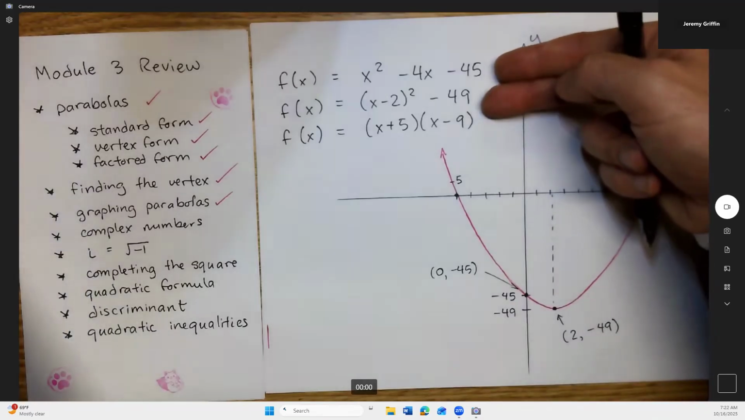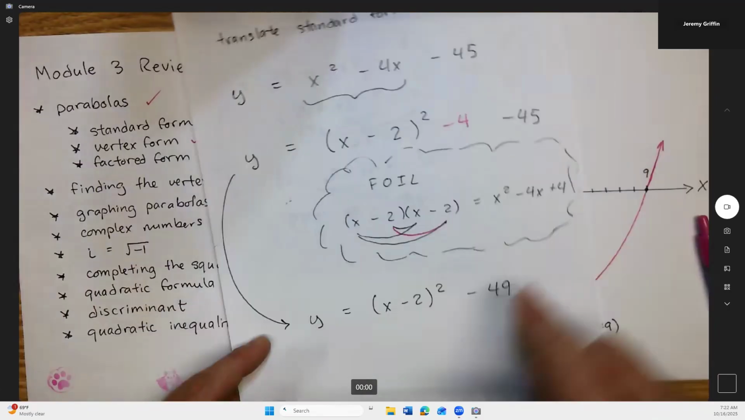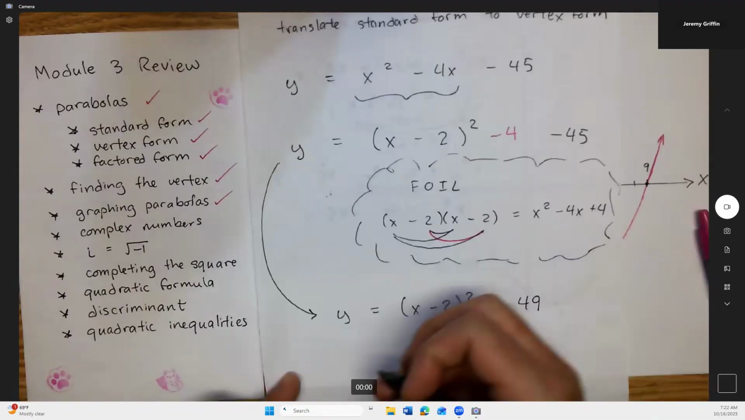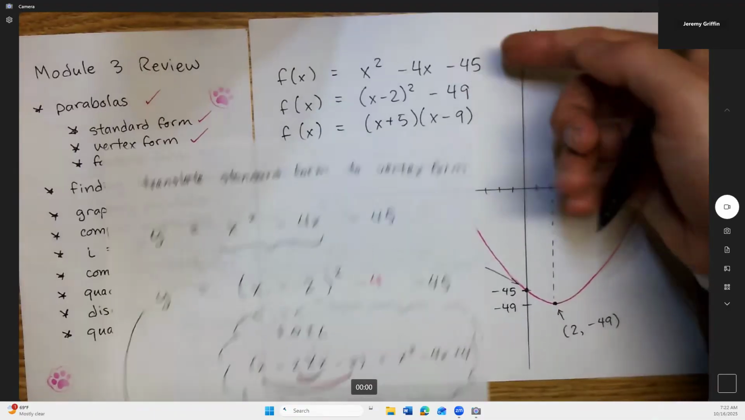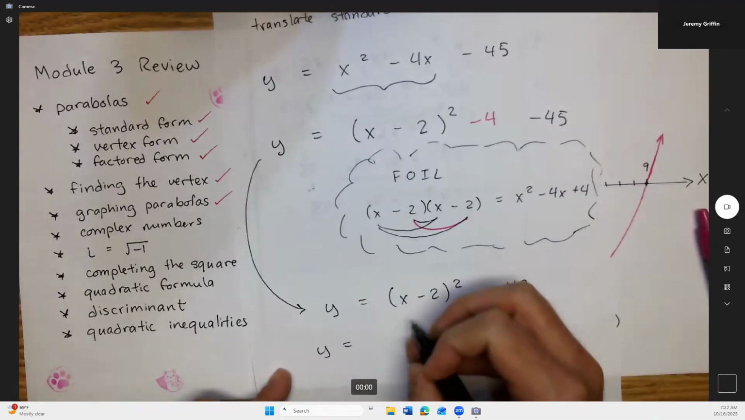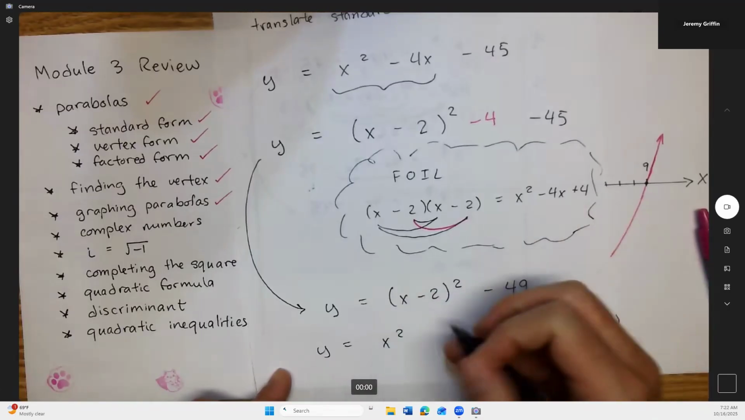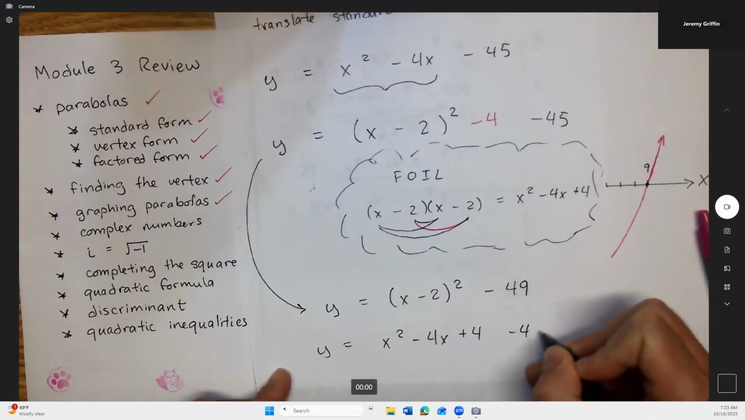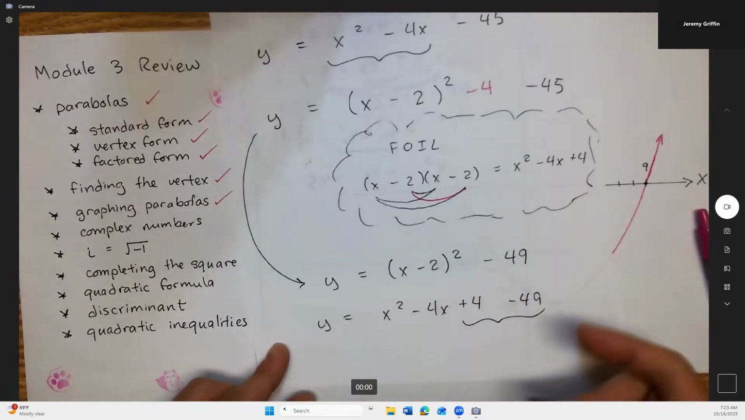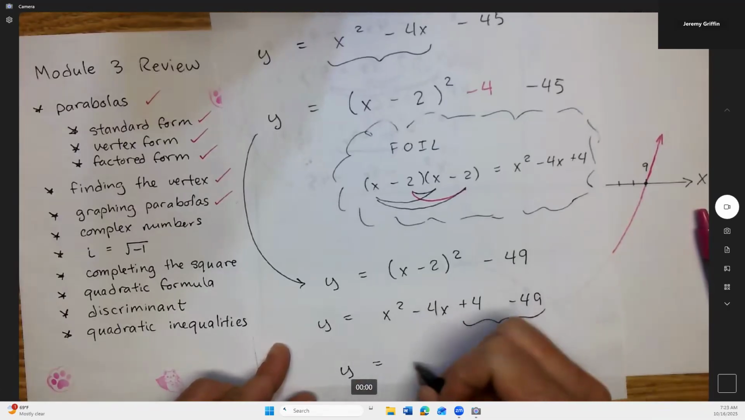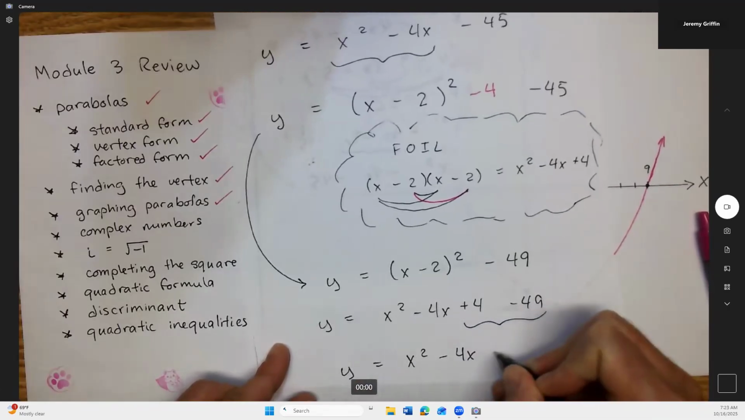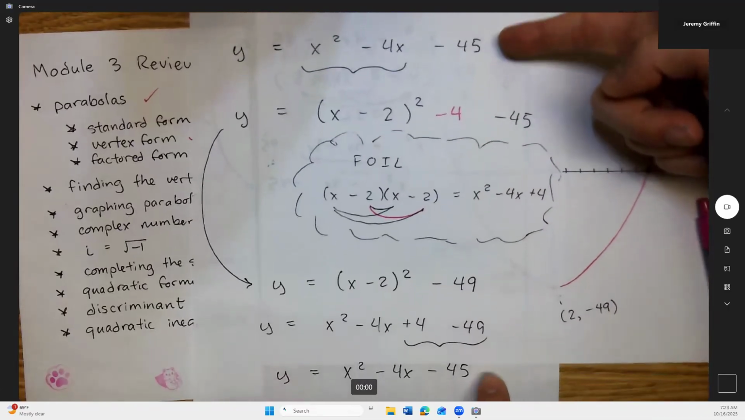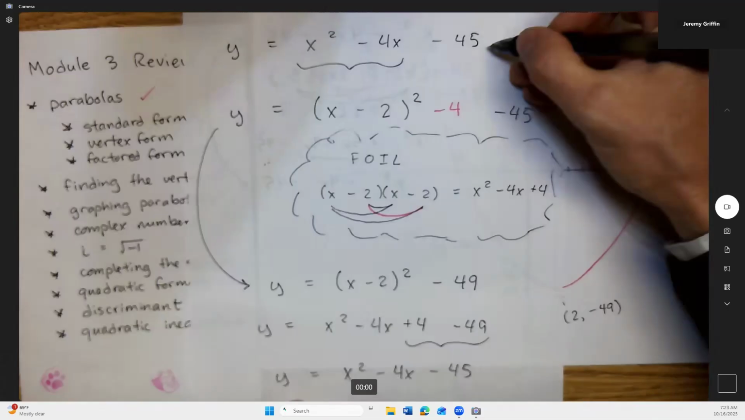And of course, if you want to go backwards from vertex back to standard, all you have to do is FOIL this out and then bring the constant here. I'll do that with you guys too. Let's do this whole process backwards, not from here to here, but from here back to here. So y equals, FOIL this out: x squared minus 4x, and I will get a plus 4. I still have this minus 49. If I bring these two constants together now, I get y equals x squared minus 4x minus 45. Hey, that's where I started to begin with. That's what I gave you in standard form to begin with. It's the same thing. Check, check, check.